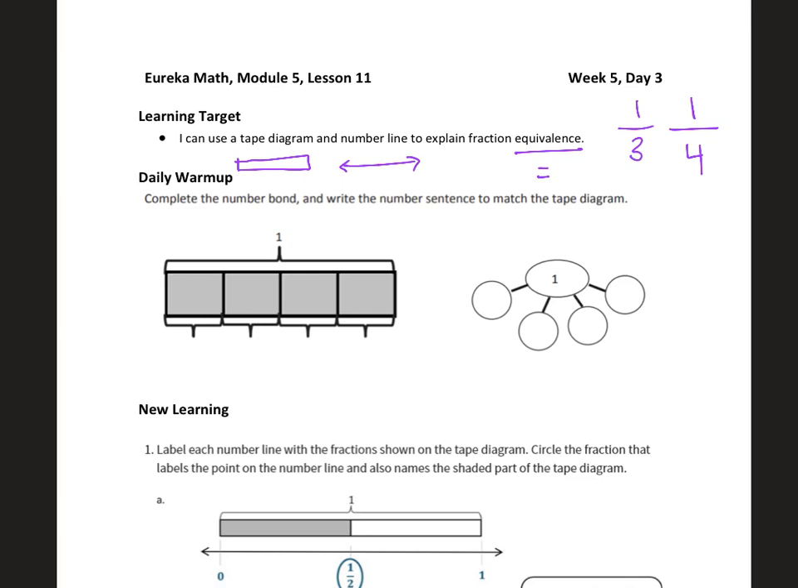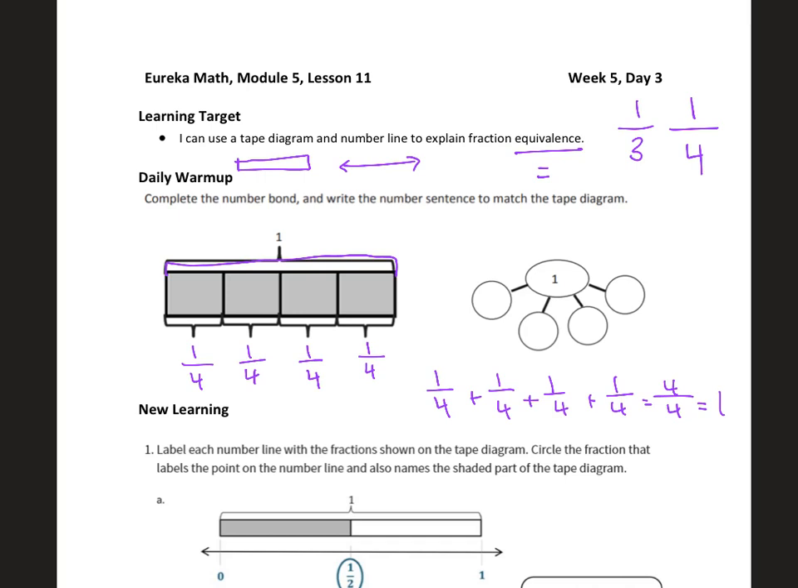All right, so if I look here, I can see that the whole tape diagram is one whole. I can see that I have 1, 2, 3, 4 total pieces, and 4 total pieces are shaded in. So if I'm looking at this one, I know that this is going to be 1/4. I'm decomposing this as 1/4, and 1/4, and 1/4. All right, so if I was going to write a number sentence, I could say 1/4 plus 1/4 plus 1/4 plus 1/4 equals 4/4, which is the same as 1 whole.